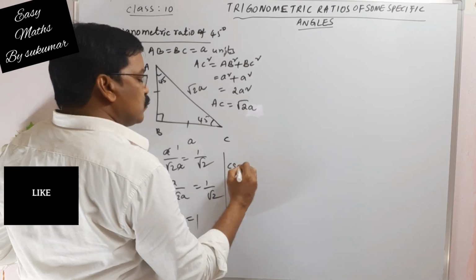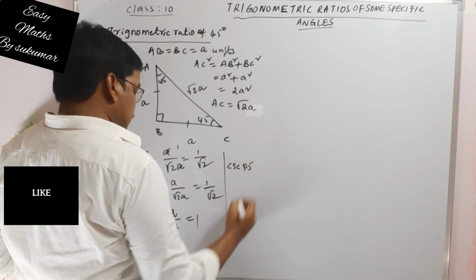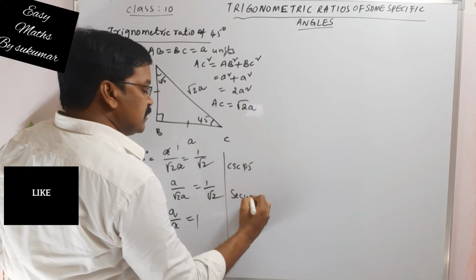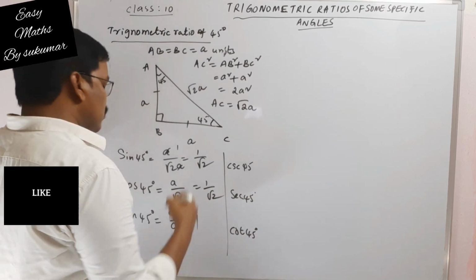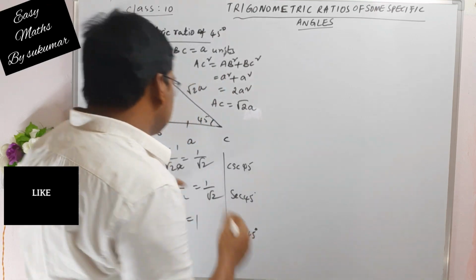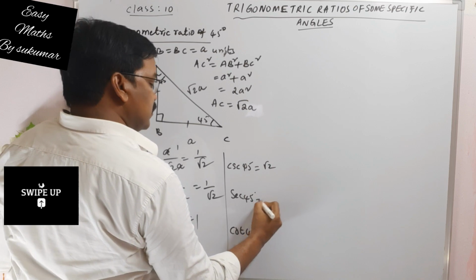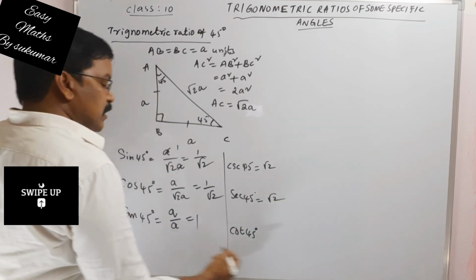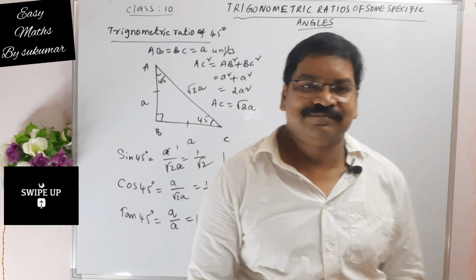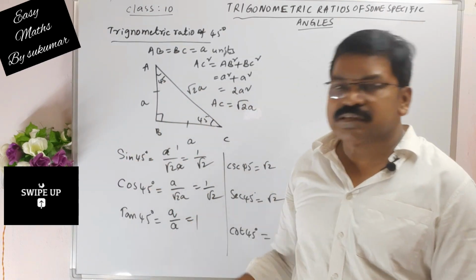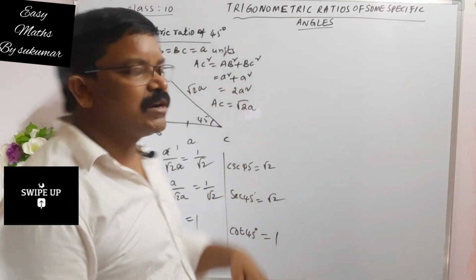Similarly, to find cosecant 45 degrees, secant 45 degrees and cot 45 degrees, these are simply the reciprocals of sine, cos and tan respectively. So just make it reverse here. That means root 2 by 1, that is root 2. It is also root 2 by 1, root 2. And tan 45 and cot 45 both are equal to 1 only. So my dear students, this is about the trigonometric ratios of 45 degrees.